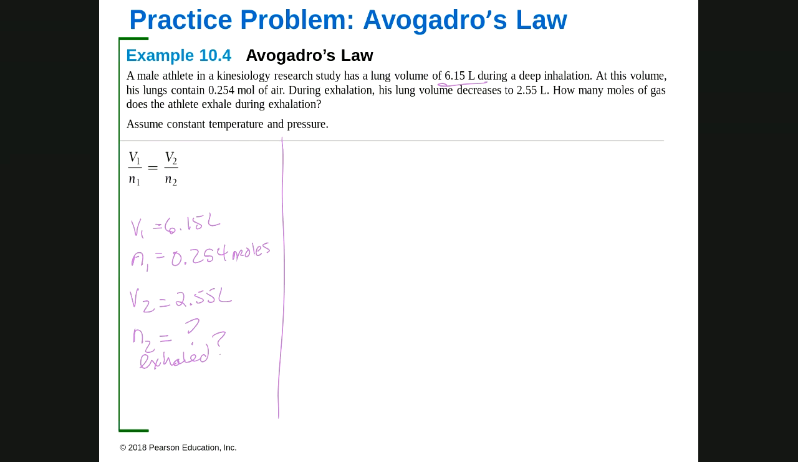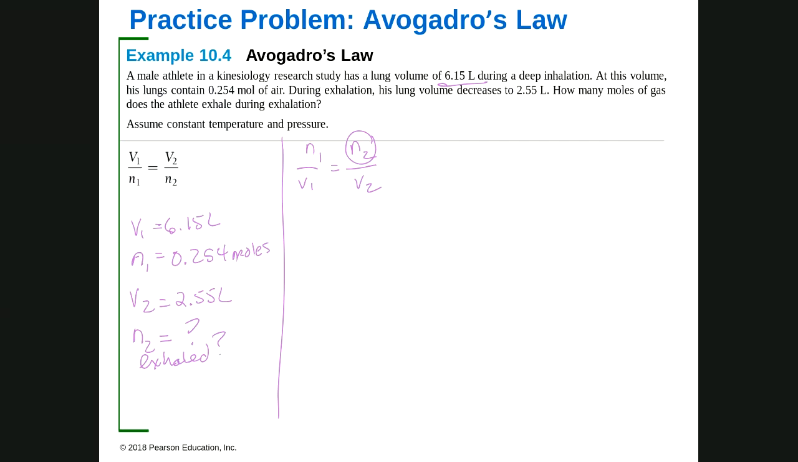I can say N1 over V1 equals N2 over V2, right? And I'm going to be solving for N2, so I'm going to circle that. I just do that because it's easier for me to cancel things and rearrange it when I have whatever I'm looking for on top. If it doesn't bother you, you don't have to do it. It's just when I flip it real good, it helps me.